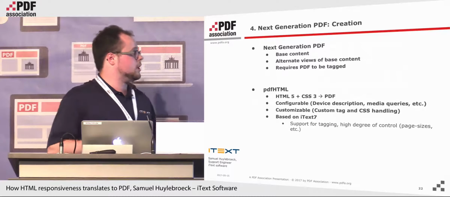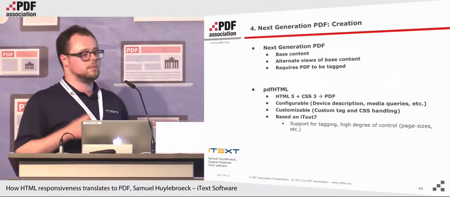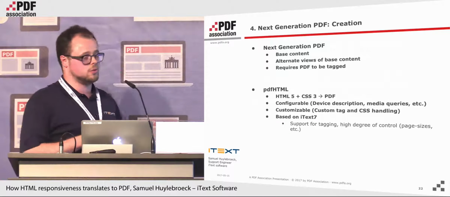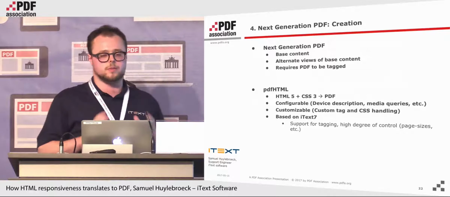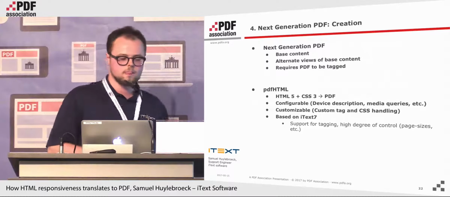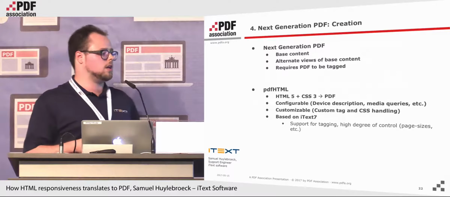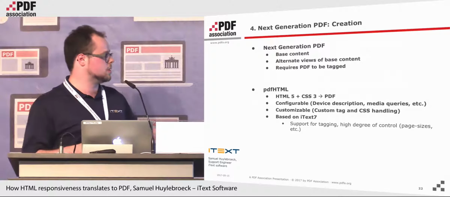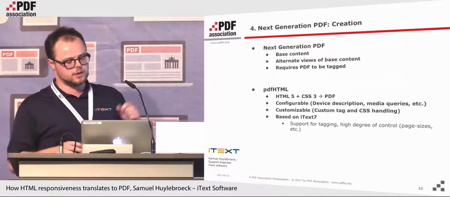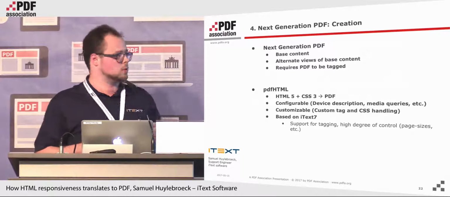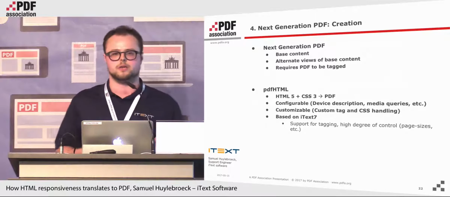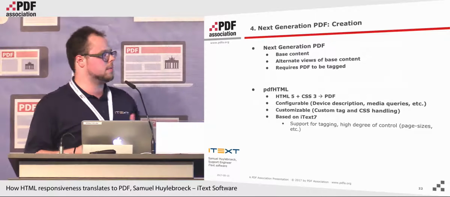So for next generation PDF, we certainly need base content and the PDF needs to be tagged. We'd also like some alternate views that have the same content as the base PDF, but a different visualization, a different representation. pdfHTML is built on iText 7 and it allows you to take HTML5 and CSS and transform it to PDF. And most importantly for us today is that it has support for media queries and CSS handling based on media queries.